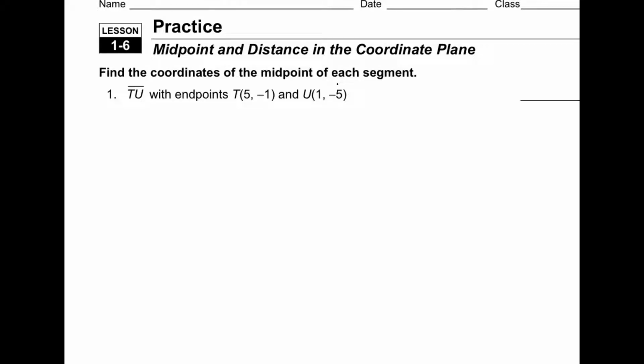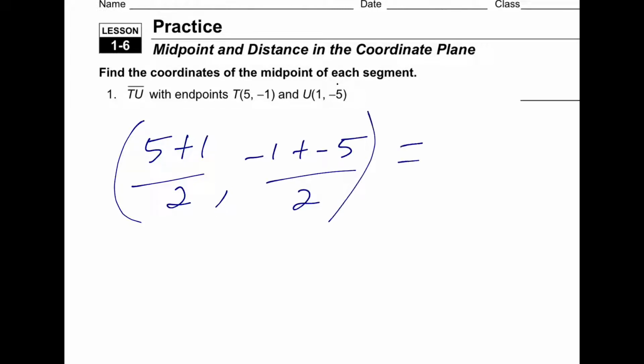For number 1, we're going to add together our x terms and divide by 2. And we're going to add together our y terms and again divide by 2. This gives us our midpoint. So 6 divided by 2 is 3. And negative 6 divided by 2 is negative 3.